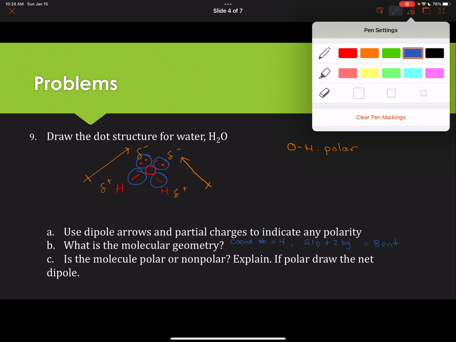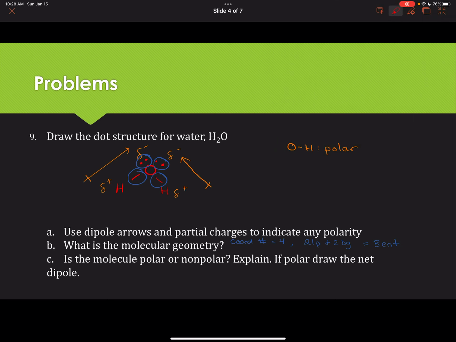If we look at symmetry, we're looking at our center atom and what's at the corners. So I have lone pair, hydrogen, hydrogen. My corners are different. If my corners are different, it's unsymmetrical.